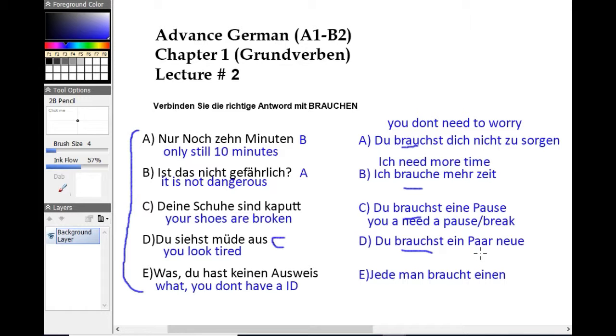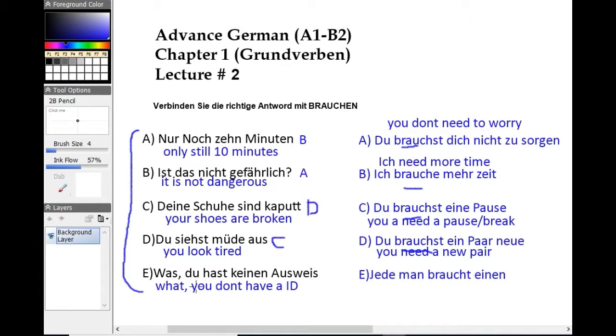Du brauchst ein paar neue, which means you need a new pair. You need a new pair. Paar means pair, brauchst means need, and du means you. So which sentence has a similar meaning? Deine Schuhe sind kaputt, your shoes are broken, you need a new pair. So this sentence has the answer D.